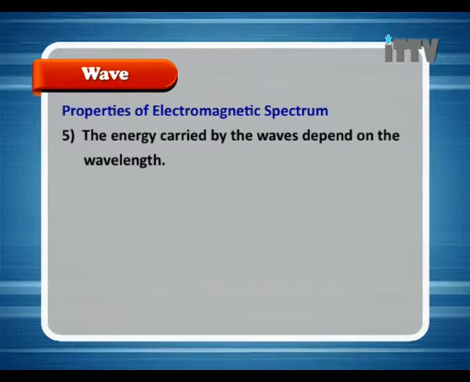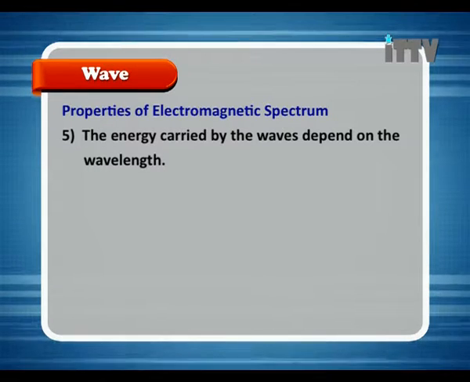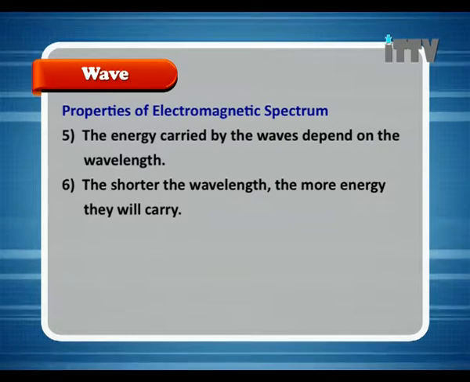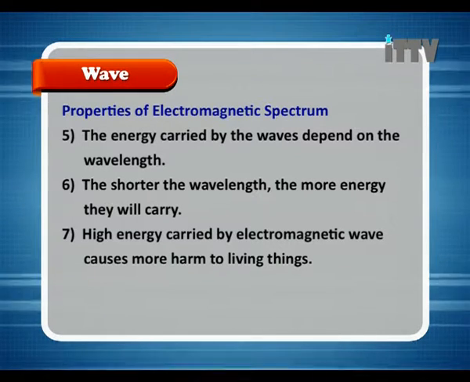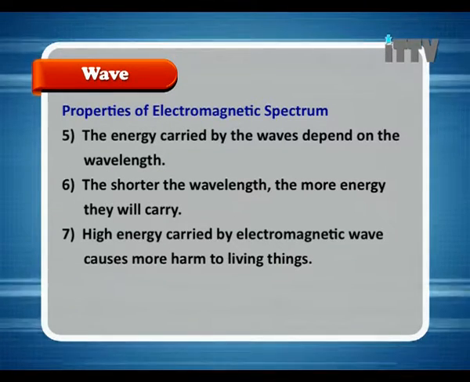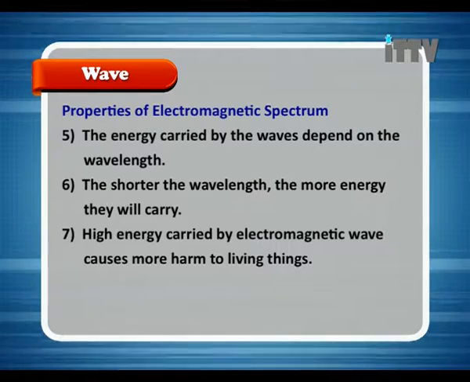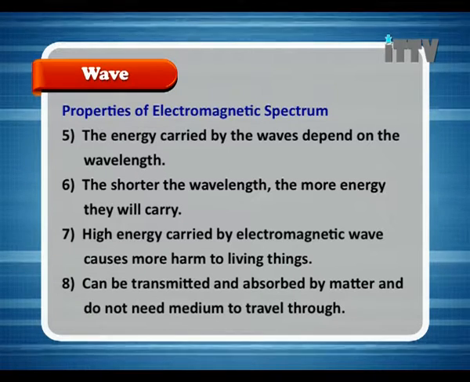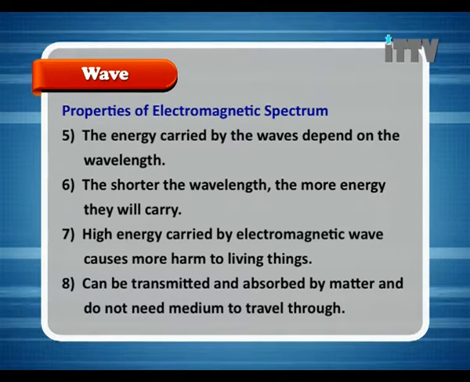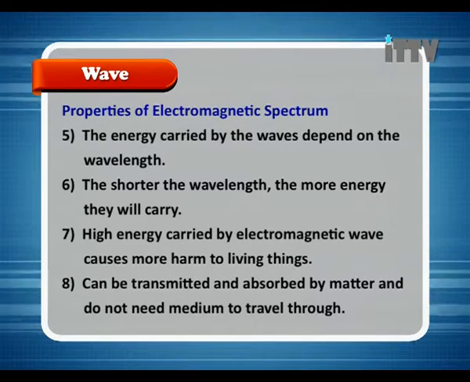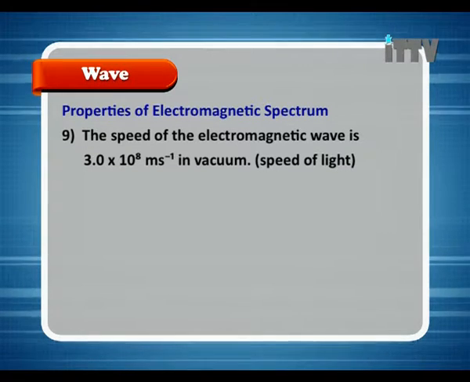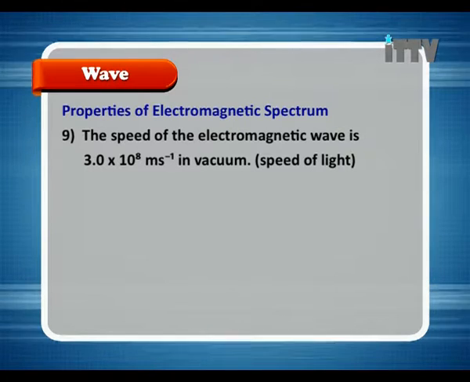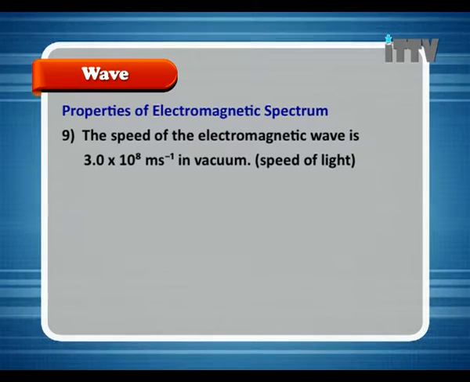Energy carried by the waves depends on the wavelength. The shorter the wavelength, the more energy they will carry. High energy carried by electromagnetic waves causes more harm to living things. They can be transmitted and absorbed by matter and do not need a medium to travel through. The speed of electromagnetic waves is 3 times 10 to the power 8 meters per second in a vacuum, which is the speed of light.